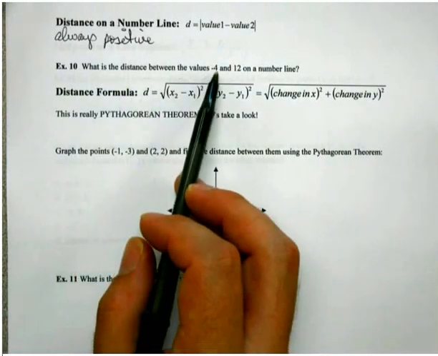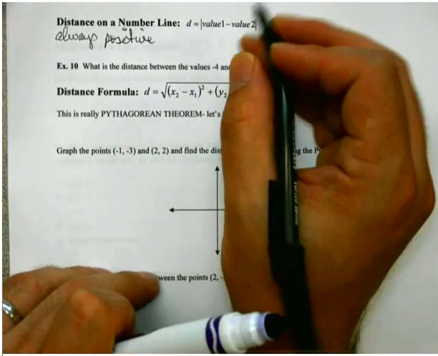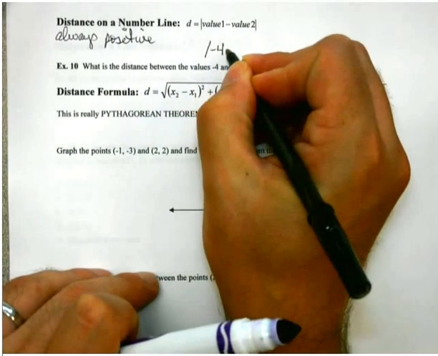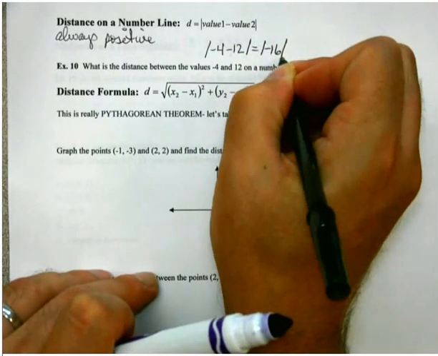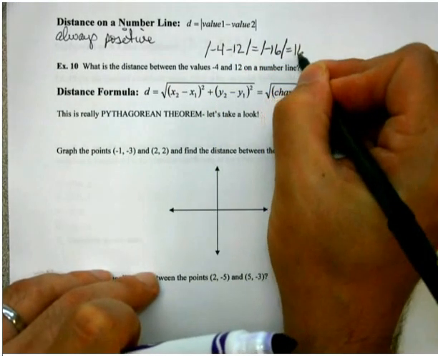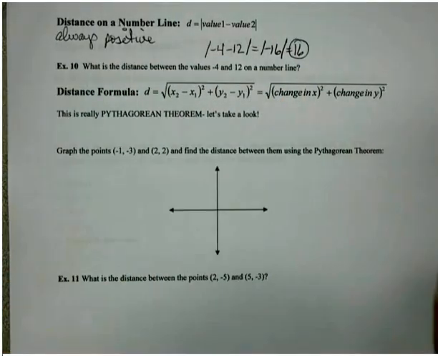What's the distance between -4 and 12 on a number line? Okay, I could do -4 minus 12, which would be -16. But again, this is distance. It's absolute value. So I get a positive answer out.